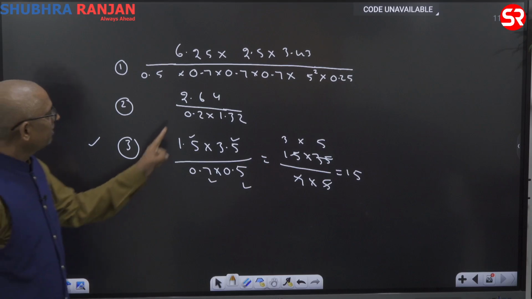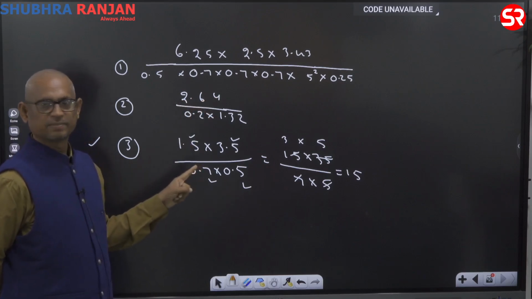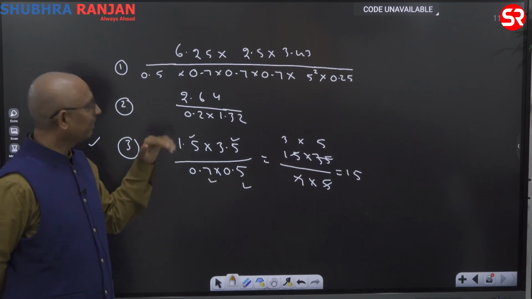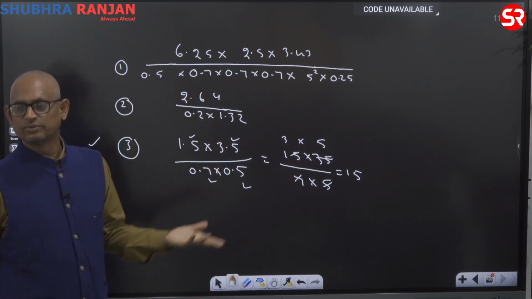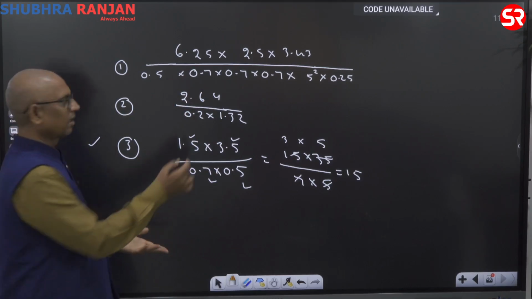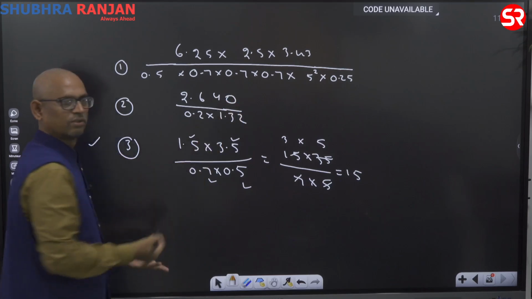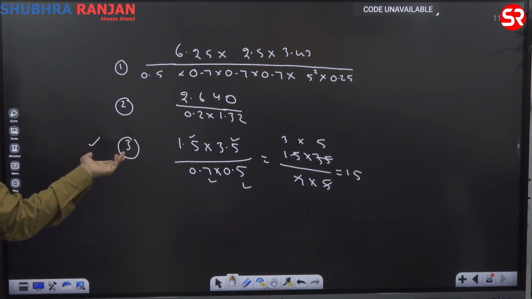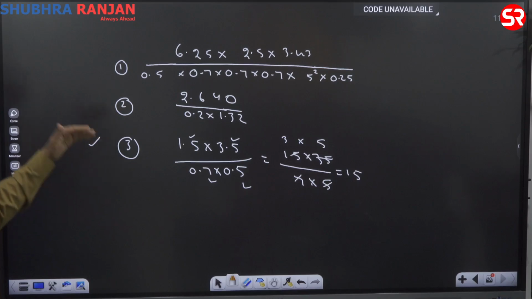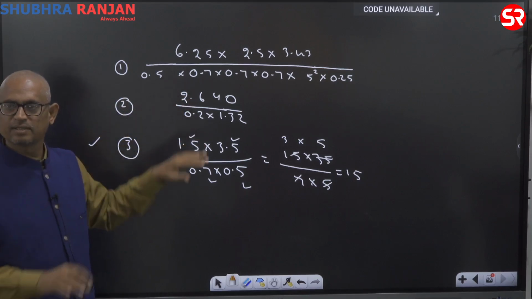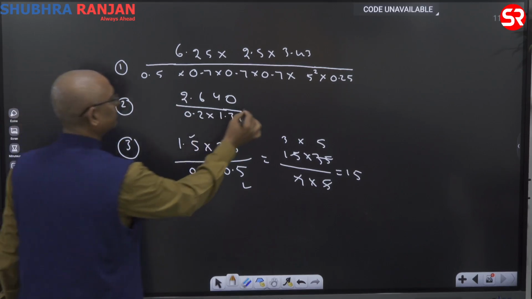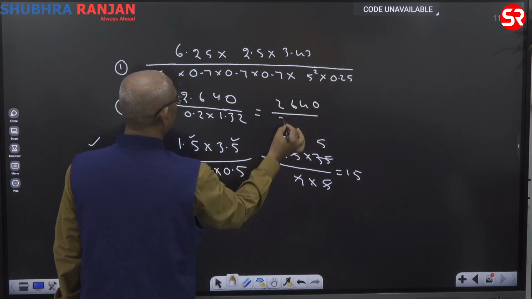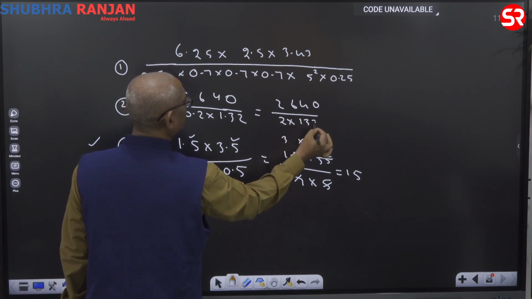Now, how many digits are there? 1, 2 after decimal. Here how many digits are there? 1, 2, 3. So, to make 3 in the numerator, what I have to do? Add 0. After decimal, if you add 0 also it makes no difference. Got it? So now decimals are same both in numerator and denominator. Then remove all and directly write equal to 2640 by 2 into 132.